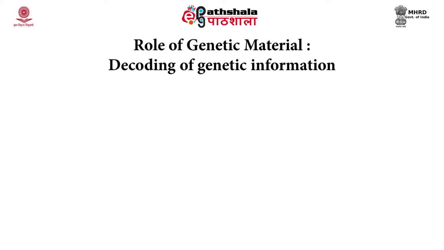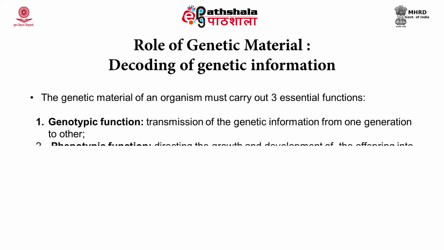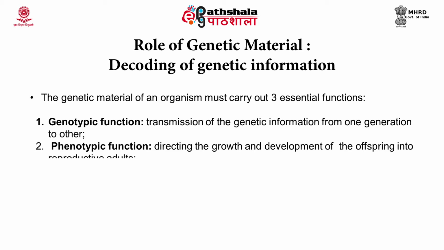Role of genetic material. It is decoding of genetic information. The genetic material of an organism must carry out 3 essential functions. Primarily, the first function is genotypic function, which is the transmission of genetic information from one generation to other. Second prominent function is the phenotypic function, which directs the growth and development of offspring into reproductive adults.